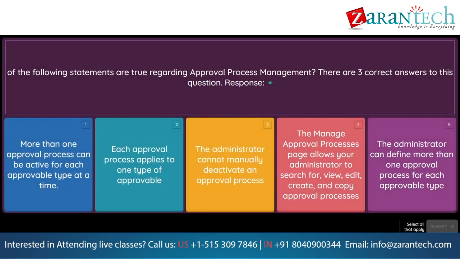Question: which of the following statements are true regarding approval process management? There are three correct answers to this question. Response: Option 1 More than one approval process can be active for each approvable type at a time. Option 2 Each approval process applies to one type of approvable. Option 3 The administrator cannot manually deactivate an approval process. Option 4 The Manage Approval Processes page allows your administrator to search for, view, edit, create, and copy approval processes. Option 5 The administrator can define more than one approval process for each approvable type.